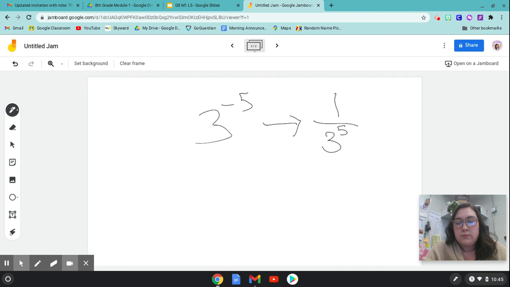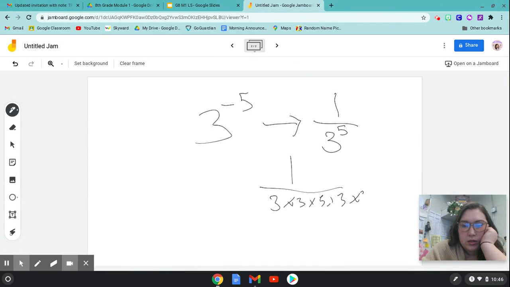3 to the fifth. So that means it's going to be a number smaller than 1. It's going to be a fraction, smaller than 1, sorry. So if I did 3 times 3 times 3 times 3 times 3, that's a big number, so it's a very, very small number that we just have to remember.